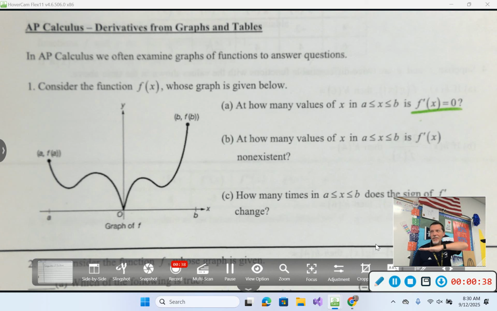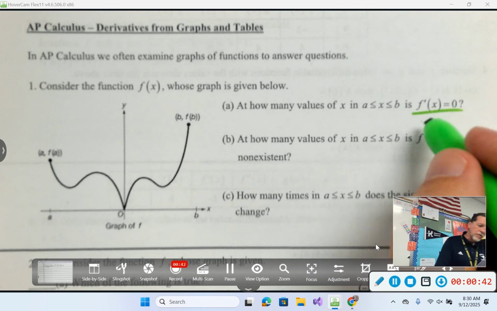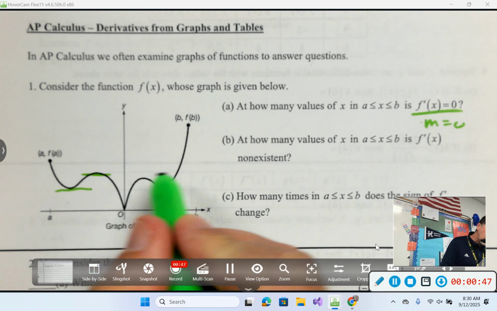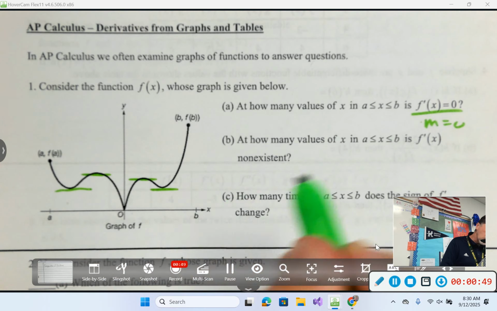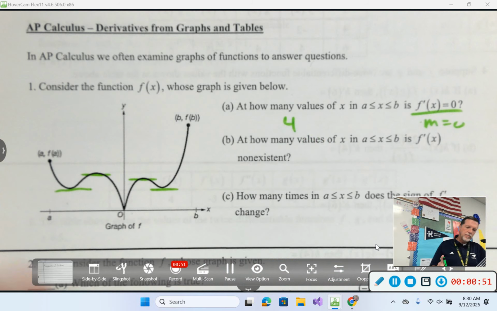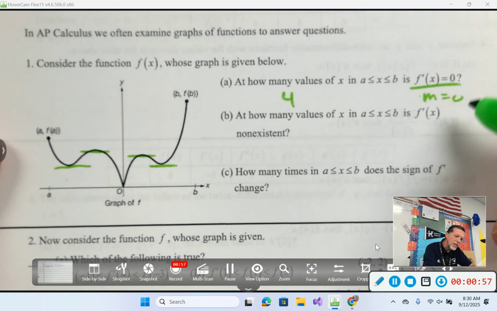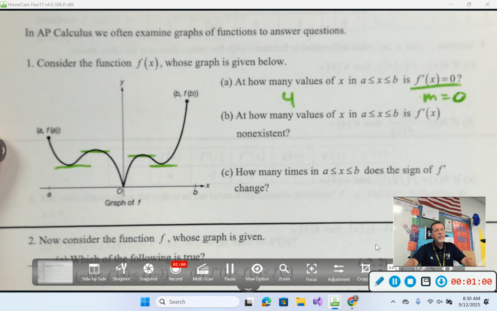0 slope. Be careful, because no slope is this, 0 slope is this. So we're looking for a slope of 0. So yeah, 1, 2, 3, 4. So there's 4 times where there's a horizontal tangent line, if you want to sound really fancy. But yeah, you're just looking for a slope of 0.